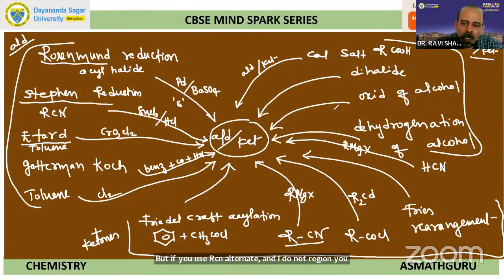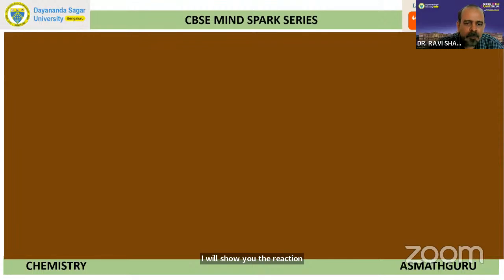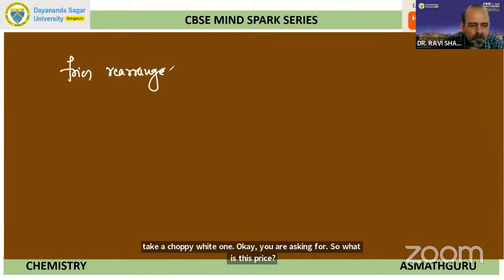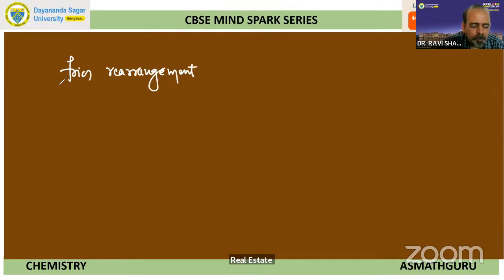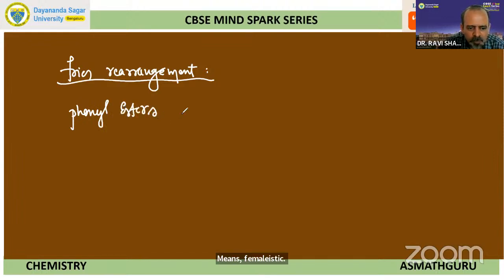Now I will go for the next one. Shall I remove this chart, all of you? You can take a screenshot, then you can save it. I'll take one more chart. I will show you the reaction. You are asking for Fries rearrangement, no? What is this Fries rearrangement? You have to take phenyl esters. Rearrangement of phenyl esters also gives you ketone.